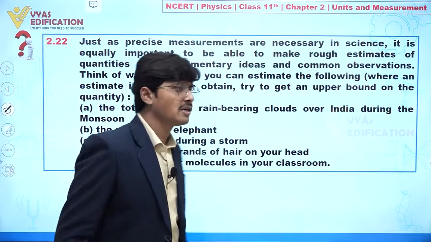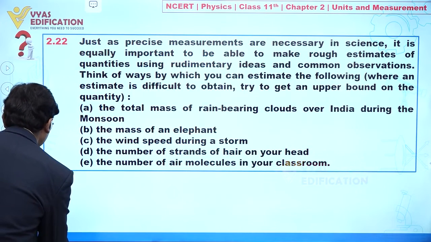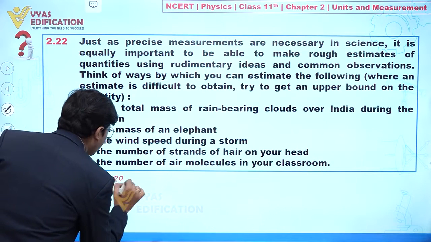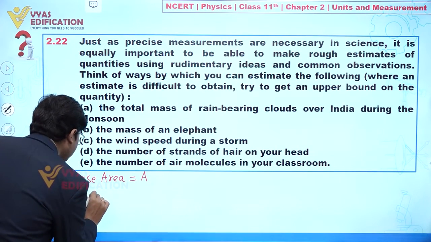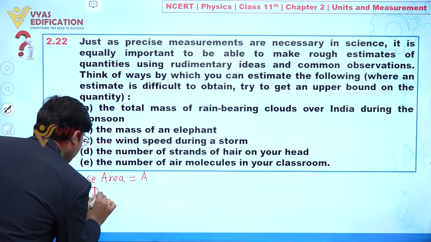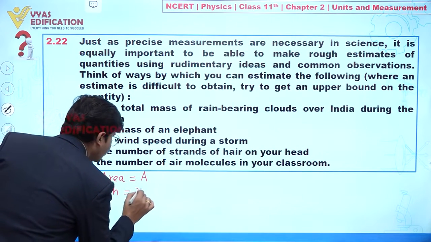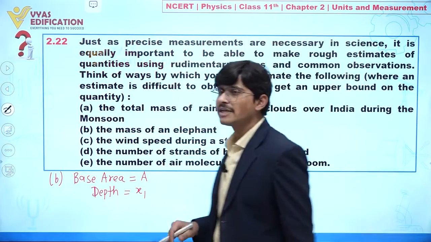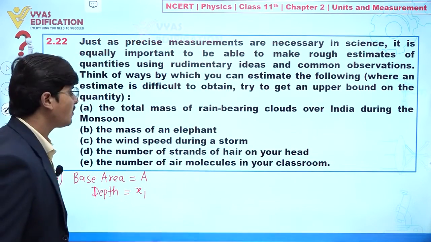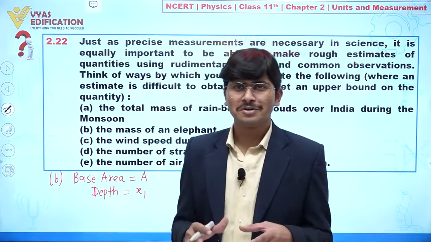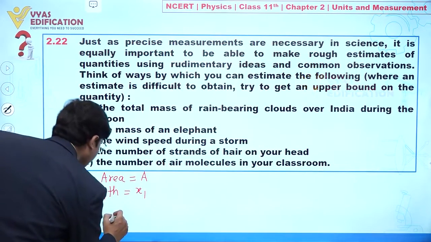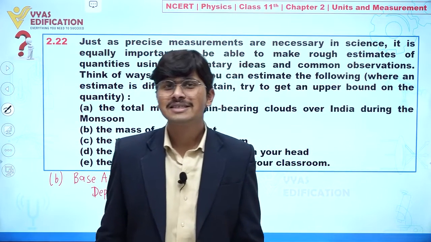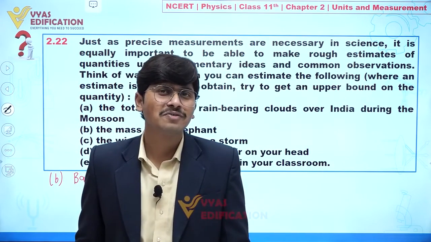So in the initial condition, listen very carefully to what I am saying. I am saying the base area of the boat is A. Clear? The depth of the boat in water when there is no elephant in the boat, let's suppose that is x1. Whenever we place an elephant on the boat, at that time let's suppose the total depth changes to x2. Clear? So how can we find the mass of an elephant?